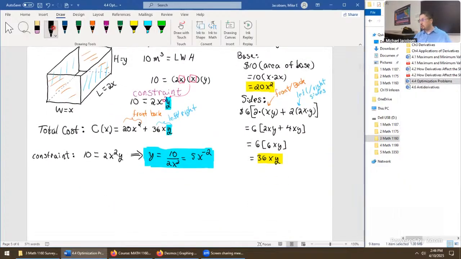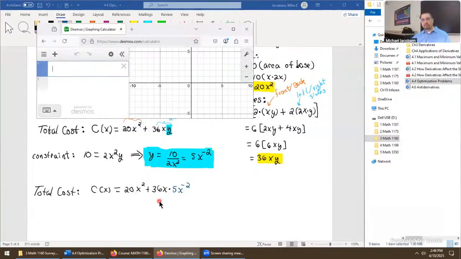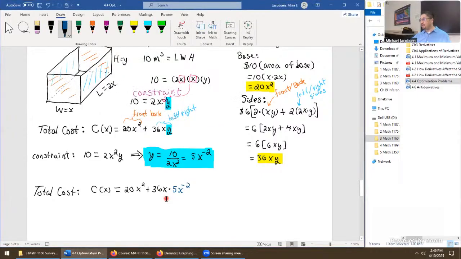So here's our next step. Total cost is now better defined as C of x equals 20x squared plus 36x times, now the y variable, 5x powered negative 2. This is a good opportunity to take a look into a calculator. I need to do 36 times 5 at some point. So we'll get 180 from that part right there. So next line, total cost C of x is 20x squared plus 180 x power negative 2.